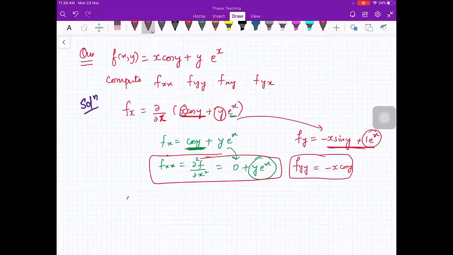Okay, is this clear? fxx is this much and fyy is this. Now let us compute fxy, which means first with respect to x, then with respect to y.